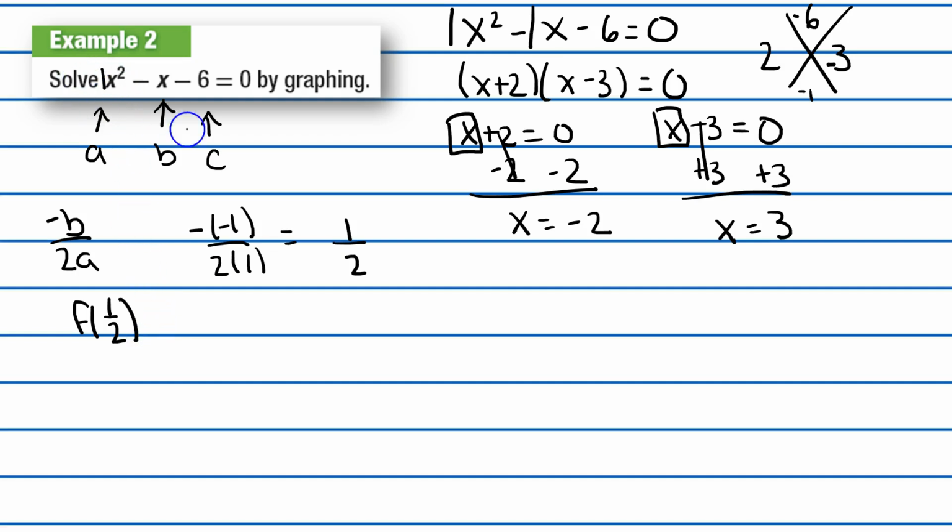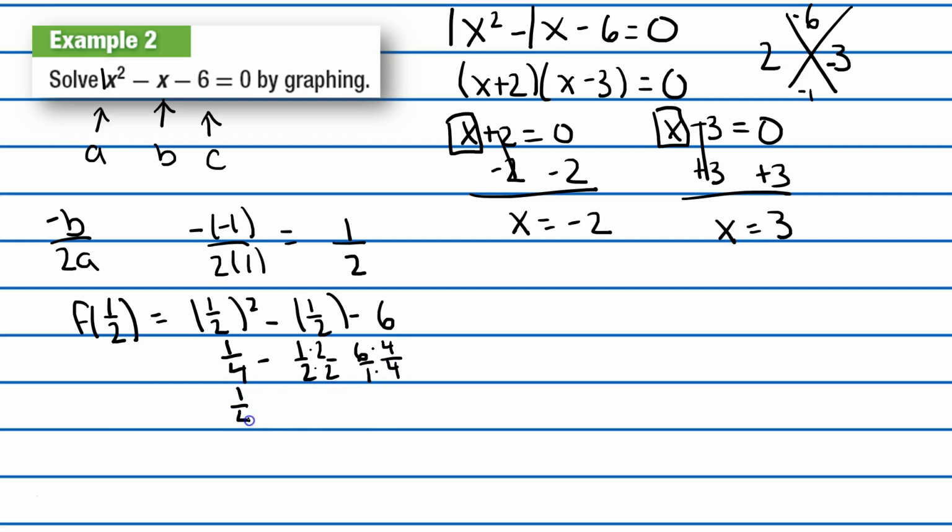Then we're going to have f of 1/2, and we're going to plug it into the equation right here. And that is going to be equal to 1/2 squared minus 1/2 minus 6. Then from here, we're going to go ahead and simplify it. 1/2 squared is 1/4 minus 1/2 minus 6. Go ahead and get common denominators. In this case, it'll be 4.